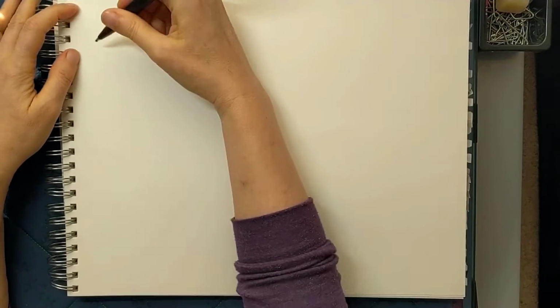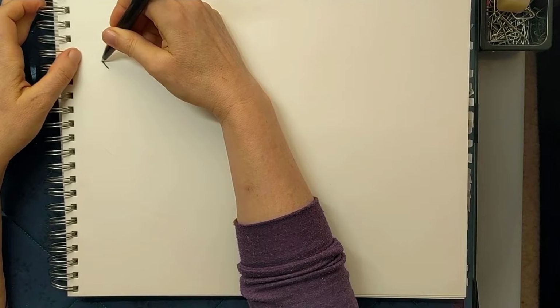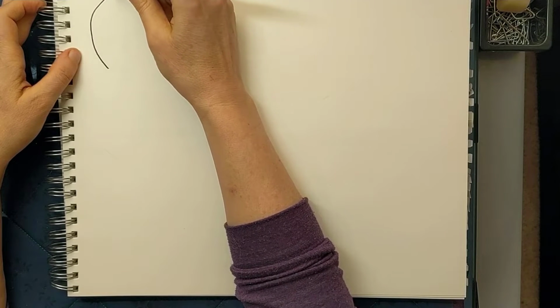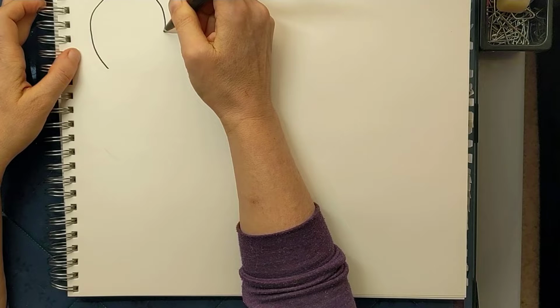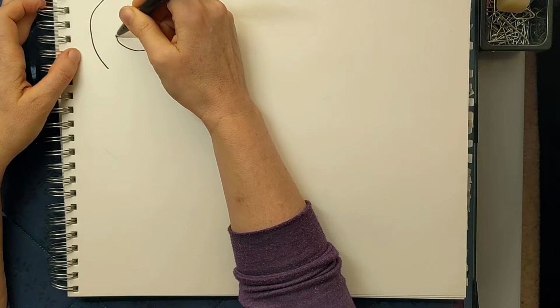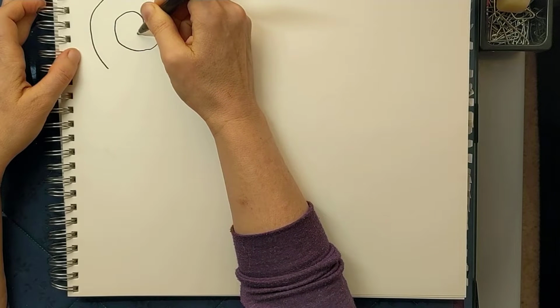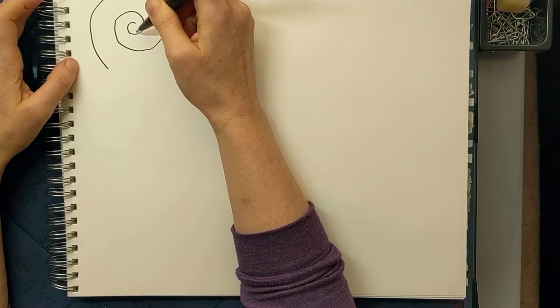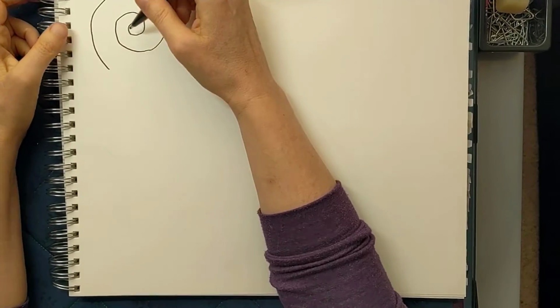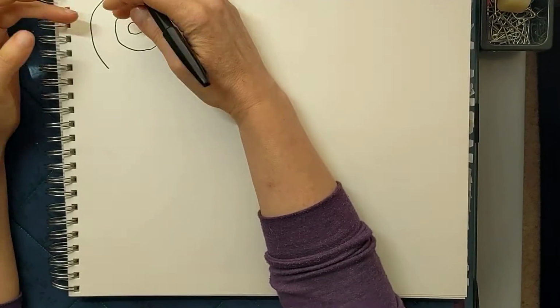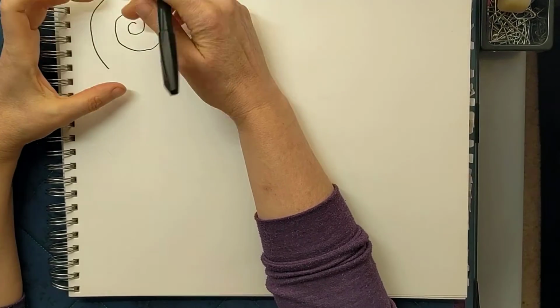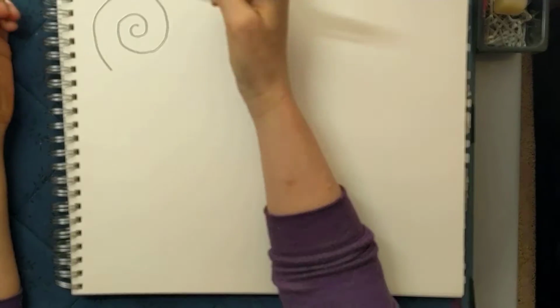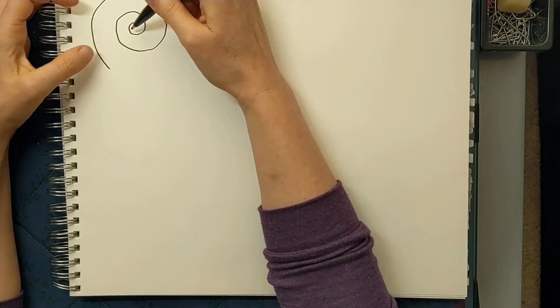First of all, you're going to just start making basically a circle that gradually gets smaller. And as you move into it, make sure you leave plenty of space, about double the amount of space that you're going to want your final swirl to have, so that as you're exiting, you've got plenty of room.